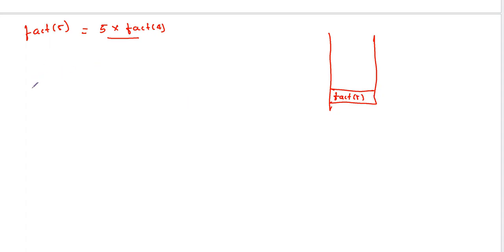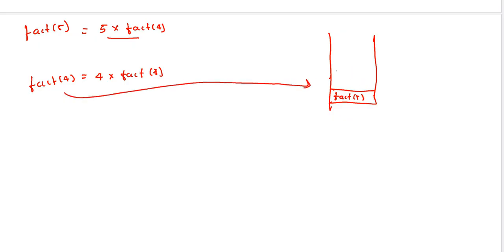Then I will be going to factorial of 4, which will be 4 into factorial of 3. So again this value is not a clear answer. So I am again substituting that, pushing this value, factorial of 4, on the stack. This is how the stack is getting updated every time you push a value.